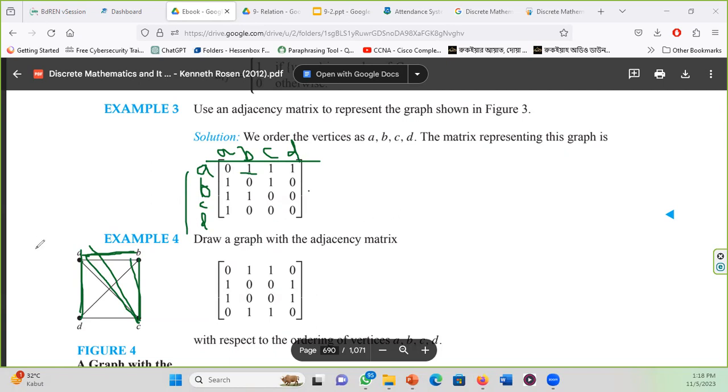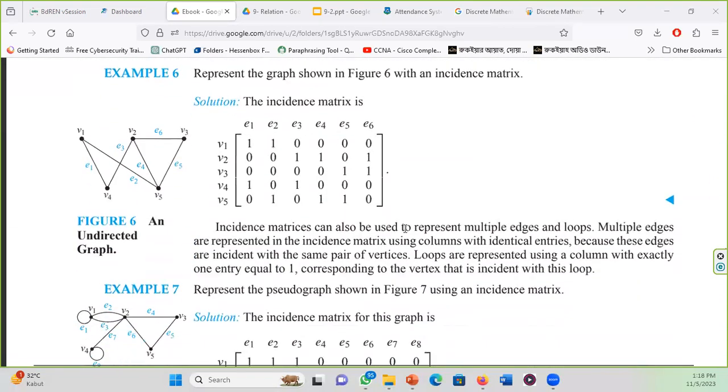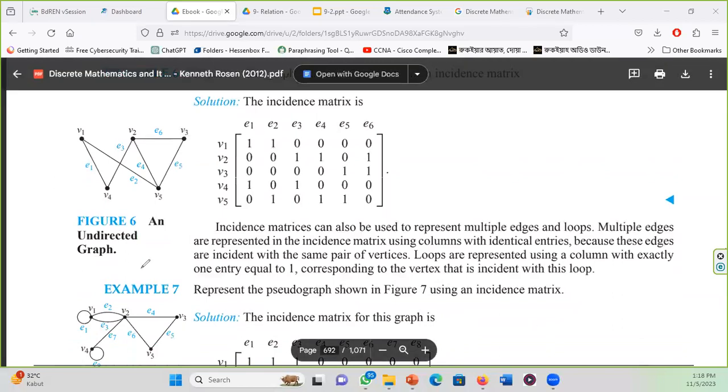But the incident matrix is a little bit different. See from here. What do you understand from this graph? The incidence matrix is developed with the edge and the node. The previous one was node with node, but this one is edge with node. Is it clear? Do you understand this?